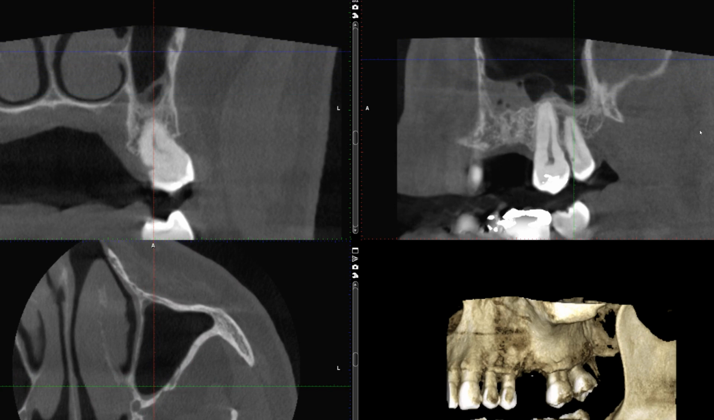So that's the aerosolized secretion and how they appear in cone beam CT.